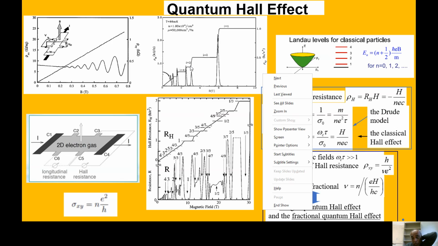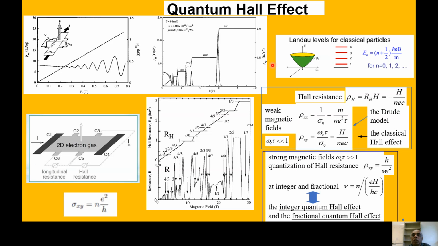That's coming because even if your rho xx is 0, you have rho xy coming from that relationship. We know how to calculate rho, or sigma, from your rho xy and rho xx. So this is mostly due to the Landau levels, because under a magnetic field, you have something called Landau levels, right?